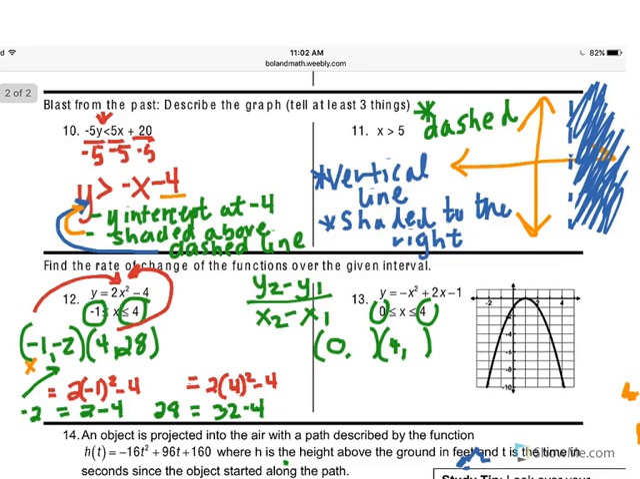And now you can do the x1, y1, x2, y2 formula to figure out what the average rate of change is. So that means you would do 28 minus -2 over 4 minus -1. We're subtracting negatives, so we change those to positives. So then you get 30 over 5. And 30 over 5 is going to give you 6. So the average rate of change would be 6.